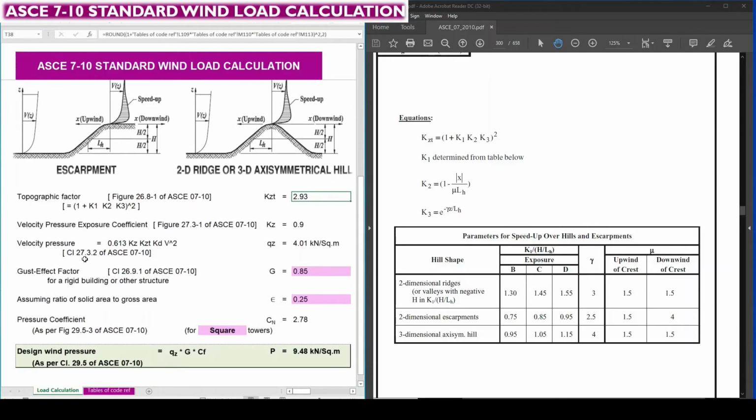Next one is we need to calculate the velocity pressure exposure coefficient. This is as per figure 27.3.1 of ASCE 07-10. For that, page number 308 is to be referred.